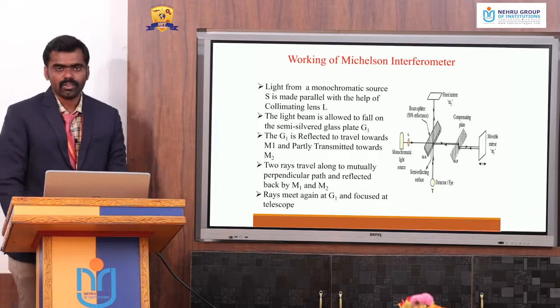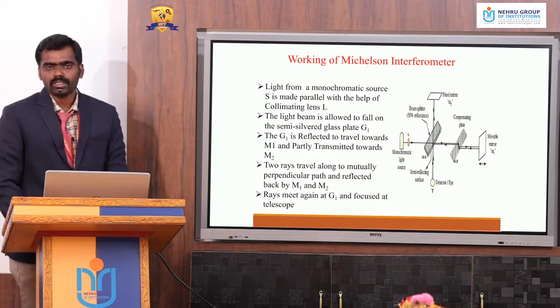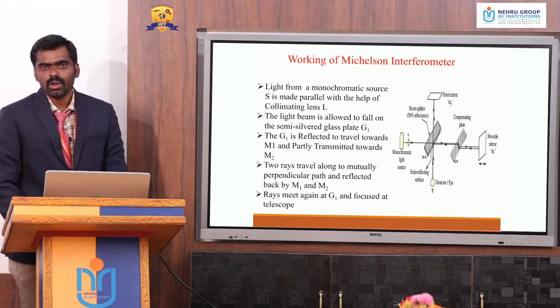Construction of the Michelson interferometer. The highly polished plane mirrors M1 and M2 are at right angles to each other. The optically plane glass plates G1 and G2 are of the same thickness and the same material, parallel to each other. The glass plate G1 is semi-silvered, so an incident beam is split into two beams, one reflected and one transmitted.